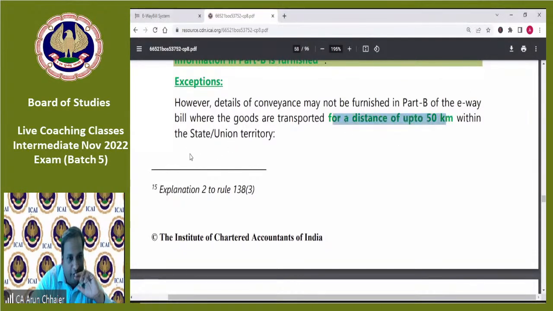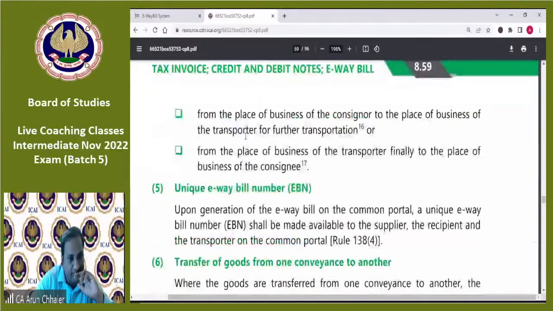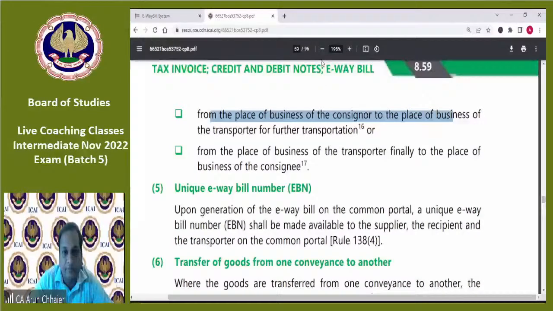Transportation for distance up to 50 kilometers within the state, then it is optional. From the place of the business to the transporter place. Fine. Now second part, let's see.